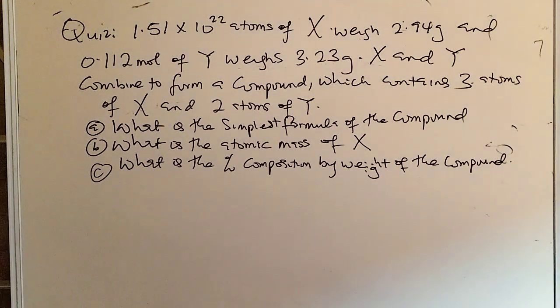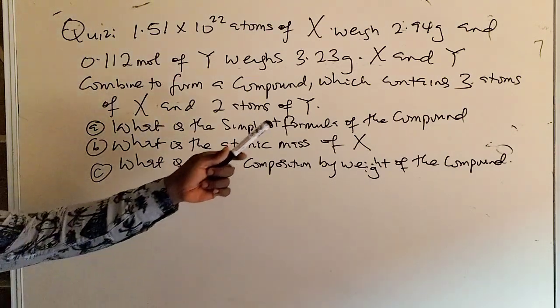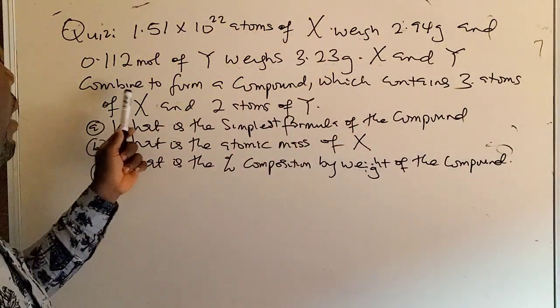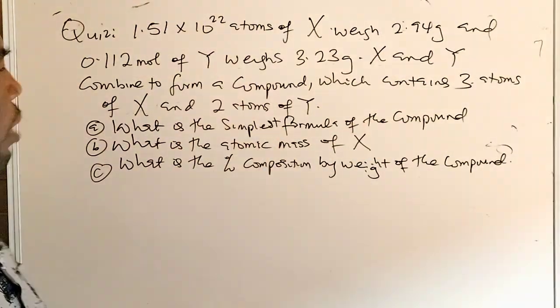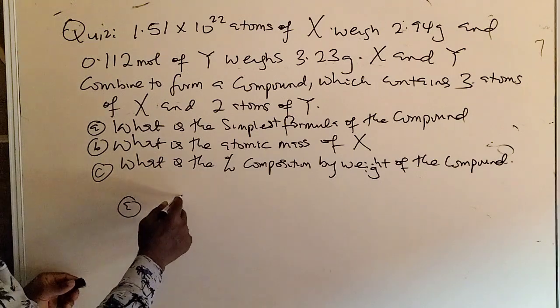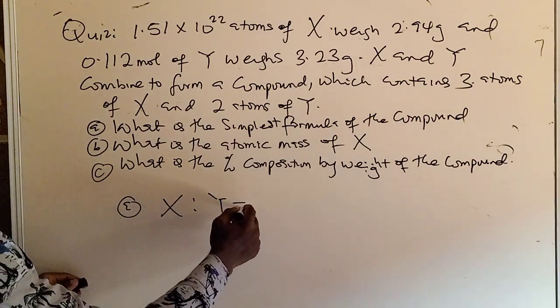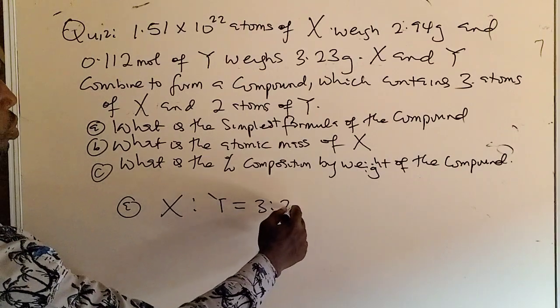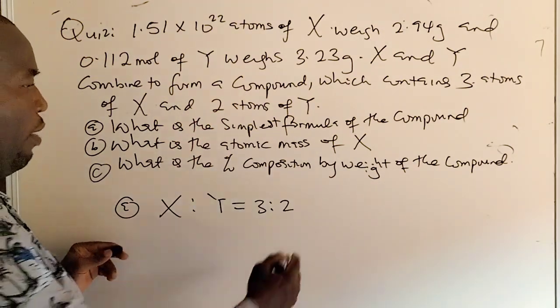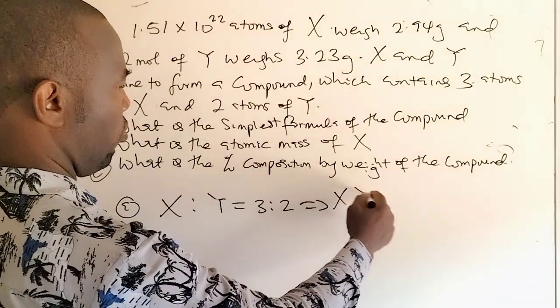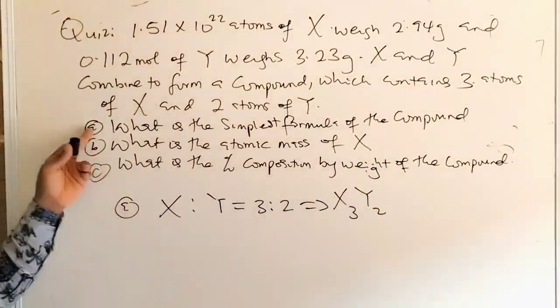Let's start with question A. Question A is asking us the simplest formula of the compound, and the simplest formula of the compound is called the empirical formula. You look at the last sentence: S and Y combine to form a compound which contains 3 atoms of S and 2 atoms of Y. So the solution to A is simple. The ratio of atoms of S to Y is 3:2, so the simplest formula of the compound is S3Y2. That is the answer to question A.